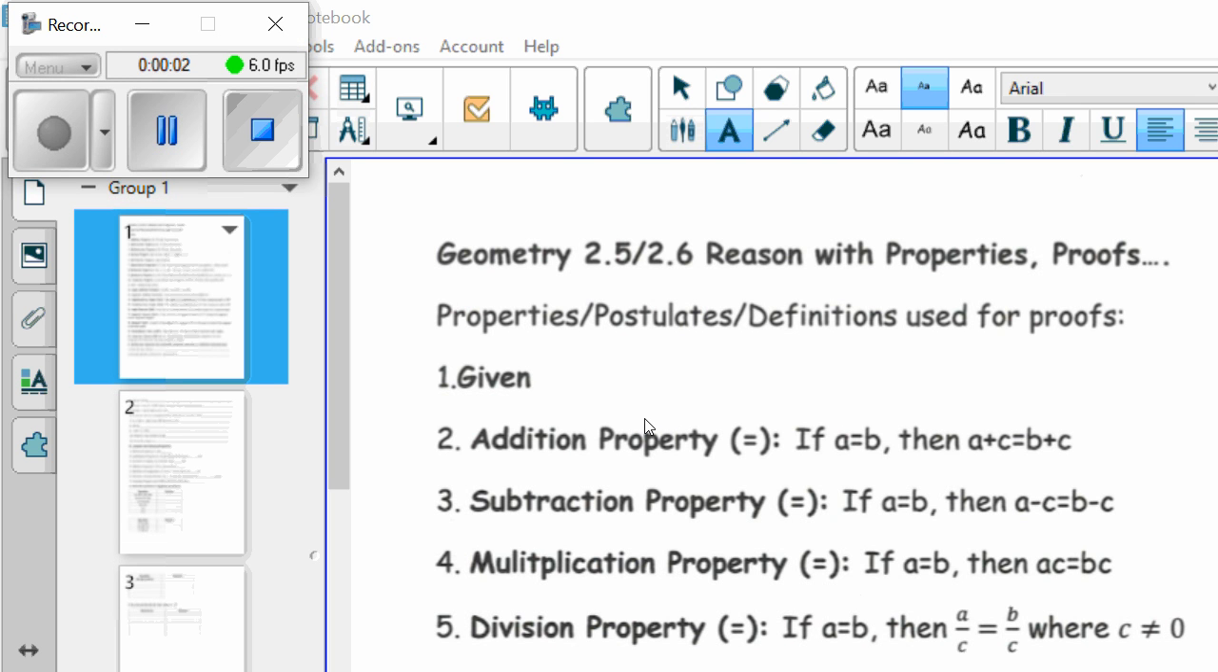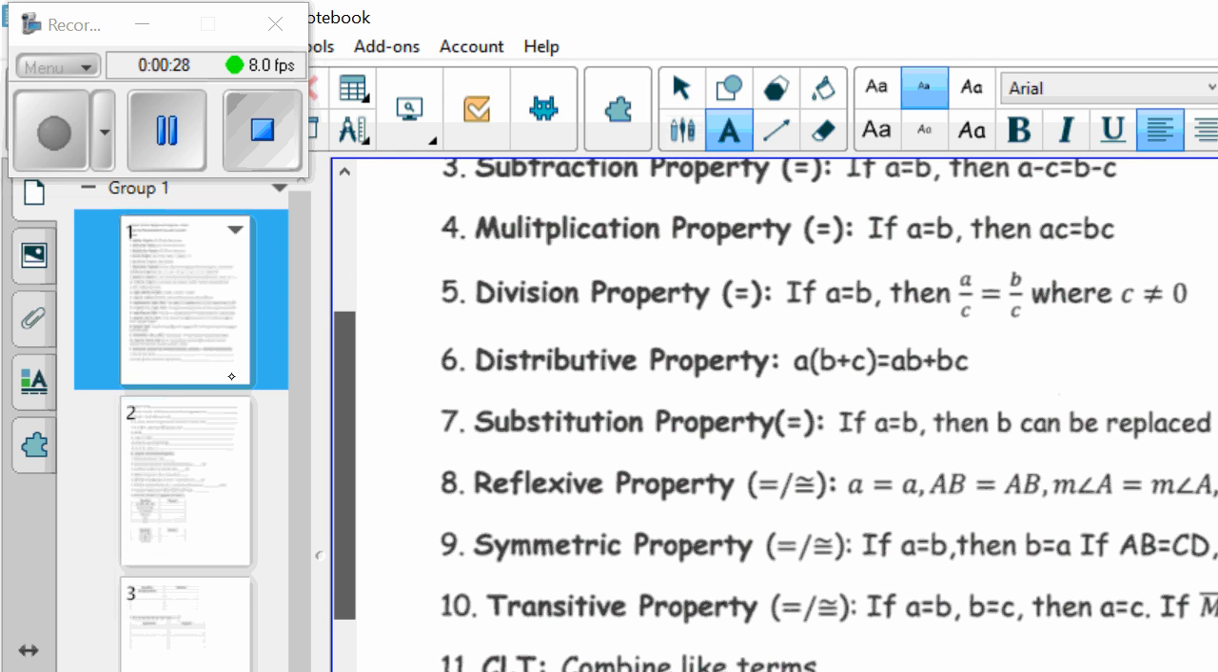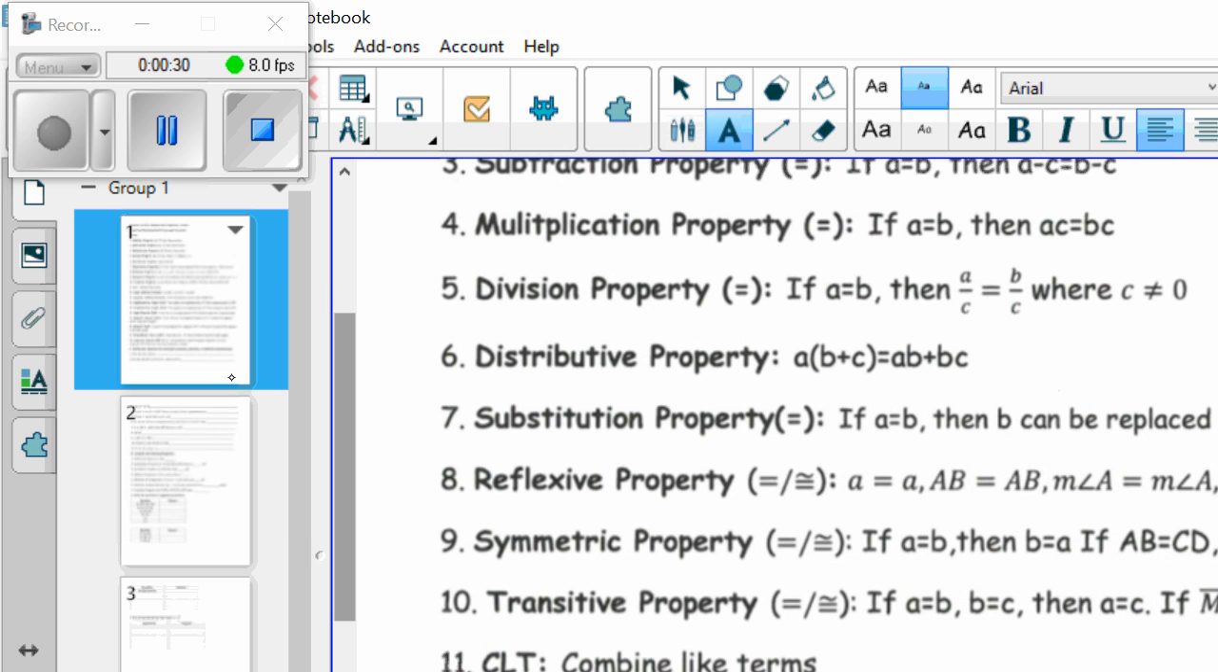All right, so today in geometry, we're looking at section 2.5 and the beginning of 2.6, reasoning with properties and proofs. So this first page just gives all these properties and postulates and definitions that are available to use for proofs that we are ready to start using. A lot of these we went over yesterday, like the addition property of equality and the subtraction property. Notice down here that we have now number 7, substitution property.